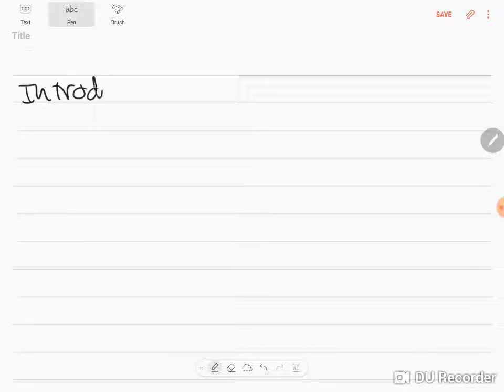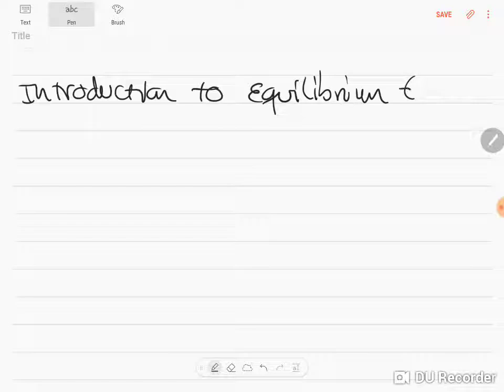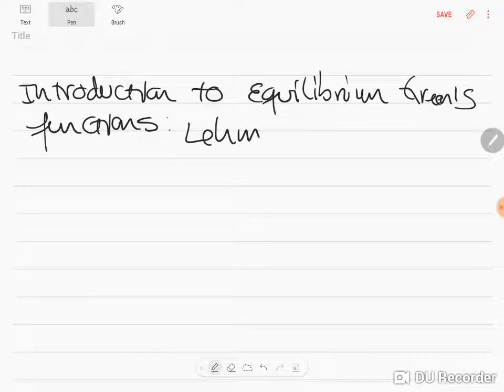So this is some introduction to equilibrium Green's functions. In this opportunity I will talk about a very important topic, which is called the Lehmann Representation.